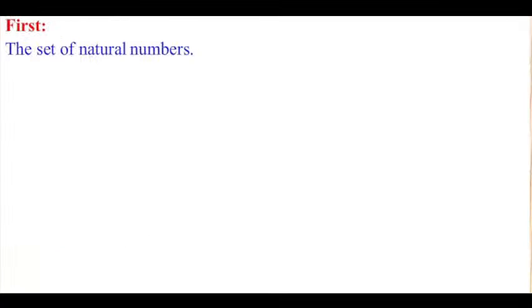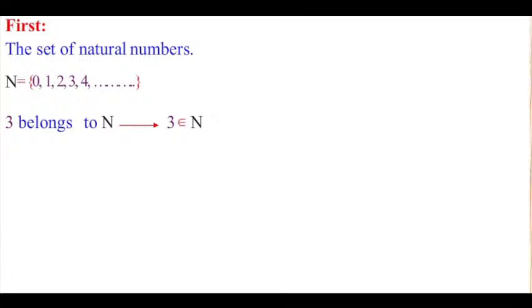First, the set of natural numbers, denoted by N. We use the set braces to write the set of the natural numbers. The set of natural numbers N equals 0, 1, 2, 3, 4, and so on. The dots mean that the numbers continue to infinity. So, all numbers which have been studied before belong to the set of natural numbers except decimals and ordinary fractions.